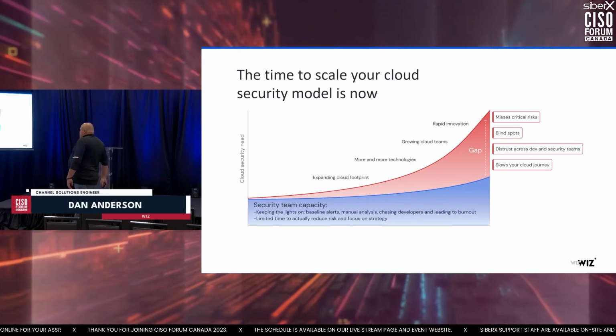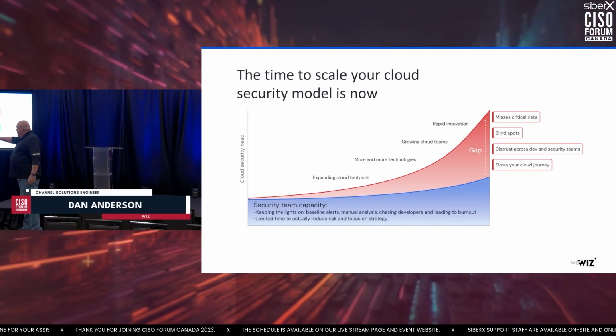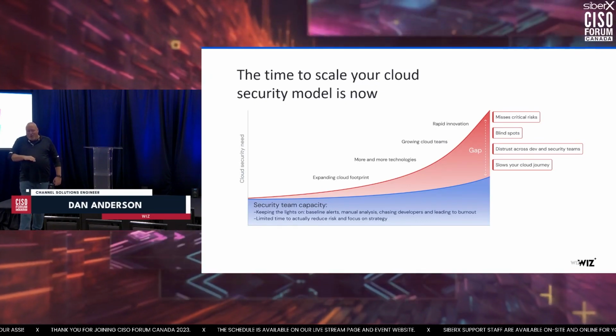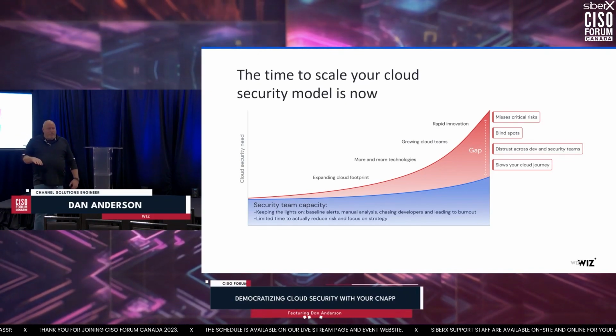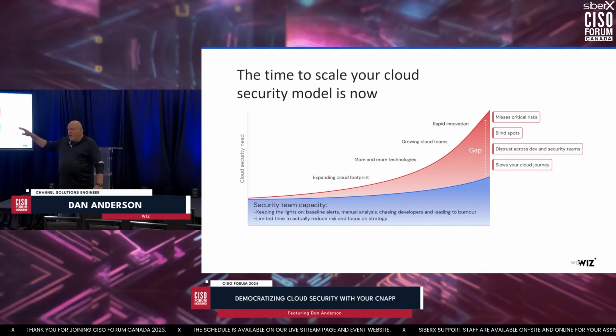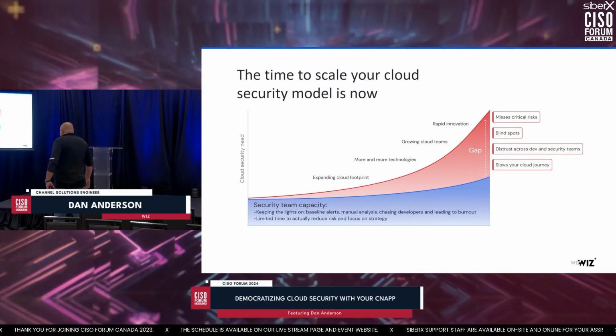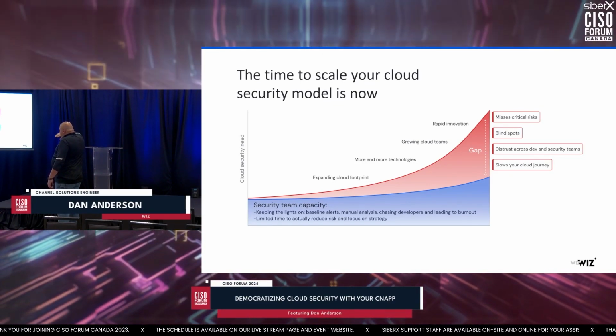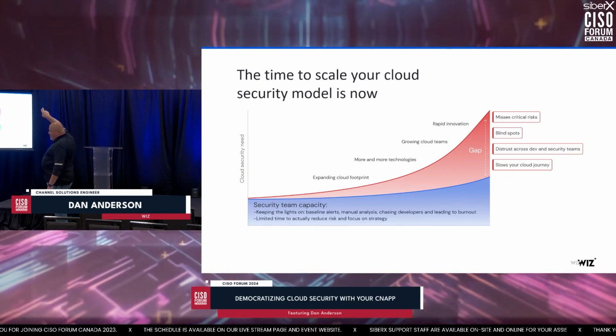What's happened is because of things like the capacity of the security teams, right? Overwhelmed. They still have to deal with all the legacy problems that we gave them with on-prem data centers, but then we layered on all the stuff we did in the cloud, right? Expanding cloud footprint, more technologies, growing cloud teams, rapid innovation. You notice that red line? That's all the cloud stuff that's going on.